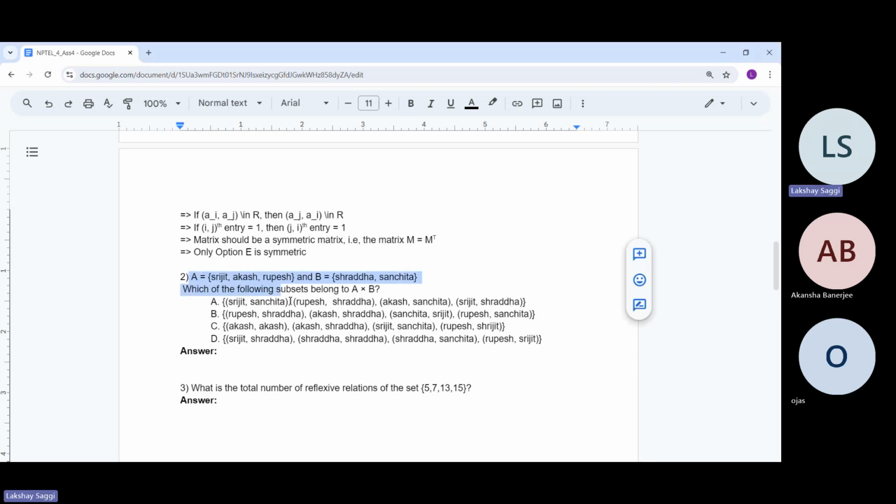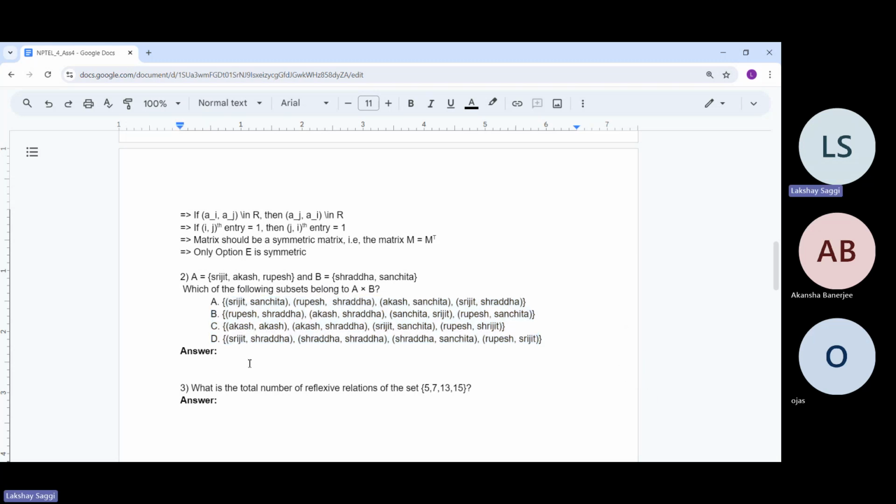So now we come to the second question. These are just very basic questions to get you guys started, to revise the definitions. The second question says: suppose the set A consists of Srijit, Akash, and Rupesh, and set B consists of Shraddha and Sanchita. Which of the following subsets belong to A cross B? So we are given two sets, and we want to find out which of the following options are actually subsets of the set A cross B.